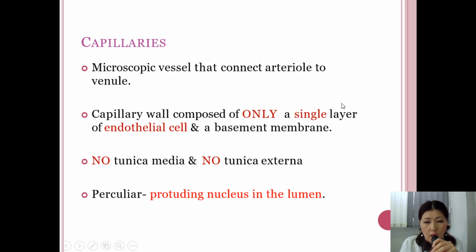Capillaries. Microscopic vessels that connect arteriole to venule. Capillary wall is composed of only a single layer of endothelial cells and a basement membrane. You should remember this, guys. And no tunica media and no tunica externa. And pericyte, protruding nucleus and the lumen.